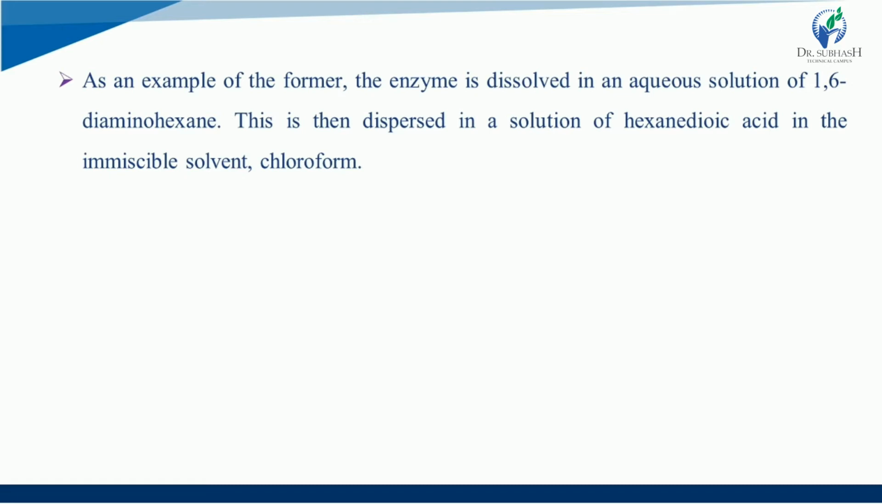Right. Suppose you have in a beaker a solution of 1,6-diaminohexane. This is then dispersed in the solution of hexanedioic acid in immiscible solvent chloroform. Right. Now see what you have done in this example. You have taken one enzyme. That enzyme you have dissolved in aqueous solution of 1,6-diaminohexane. Right. You have that beaker. Now that beaker content you are dispersing into the solution of hexanedioic acid in the immiscible solvent chloroform. So chloroform is also present and hexanedioic acid is also present.